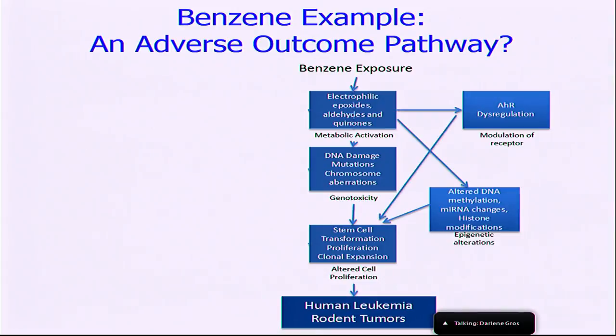So benzene also affects AHR and modulates this receptor. This receptor controls the number of stem cells which are cycling at any one time, which clearly will make a difference in terms of how leukemogenic something is. Benzene also causes epigenetic alterations, which again will alter this stem cell transformation rate.